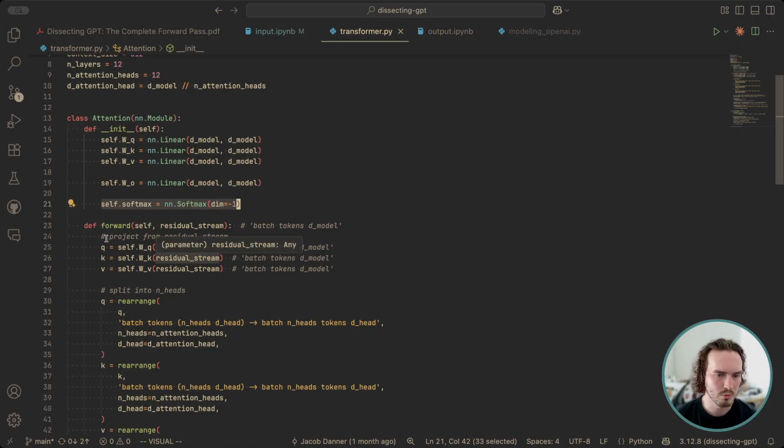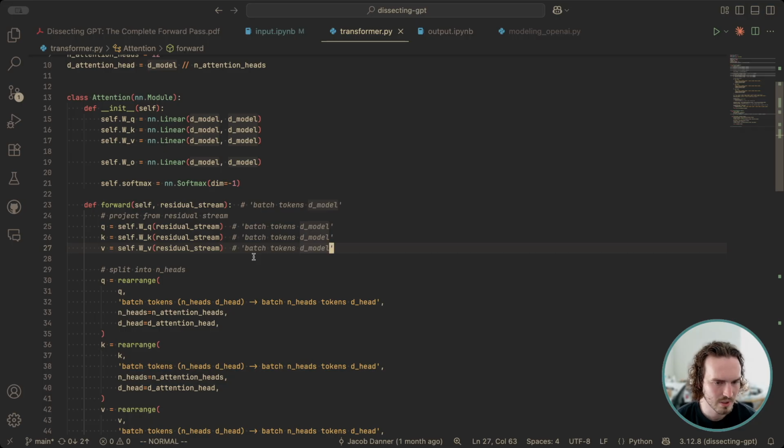And so when we run the forward on our attention module, we're taking in the residual stream again. And that's going to come in that shape of batch, tokens, and d_model. And so we're projecting from the residual stream by calling our corresponding linear layers. And so importantly, the shape of all of these things will not change. It's going to match the residual stream. And then because we are doing multi-head attention, we need to split into however many heads we have. And so for our case, that's 12.